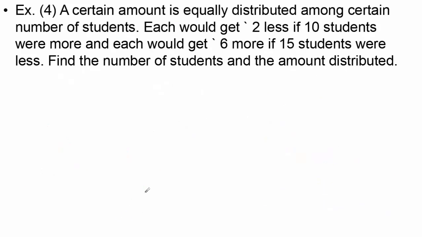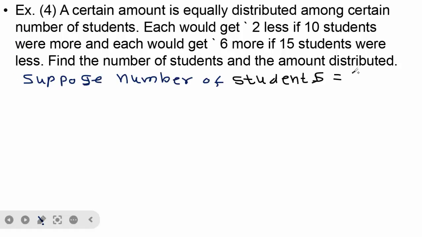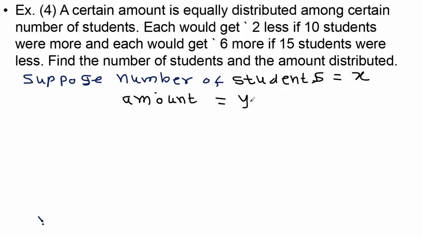Next problem. A certain amount is equally distributed among a certain number of students. Each would get 2 less if 10 students were more, and each would get 6 more if 15 students were less. Find the number of students and the amount distributed. Suppose the number of students is x, and the amount distributed to each student is y.